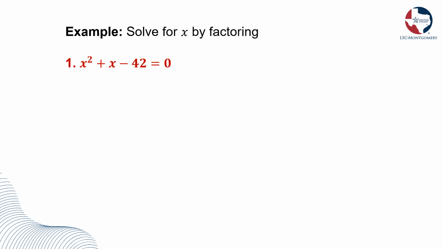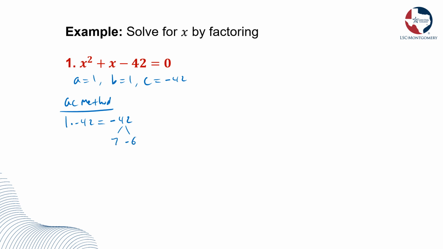x squared plus x minus 42 equals 0. So first thing we want to do is identify what our a, b, c is. So a in this case is 1, b is 1, and c is negative 42. So the AC method says we take our a and our c, so we take 1 times negative 42, multiply them, and we find factors of negative 42 that add up to get you the b value, which is 1. So in this case, it would be positive 7 and negative 6.